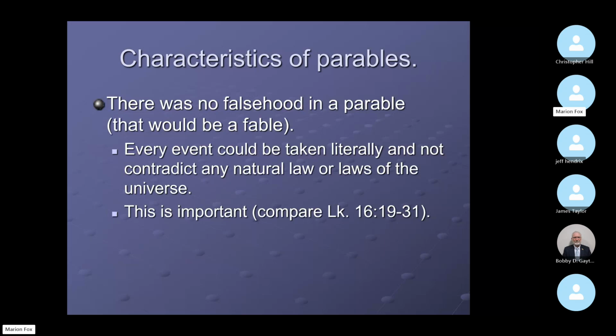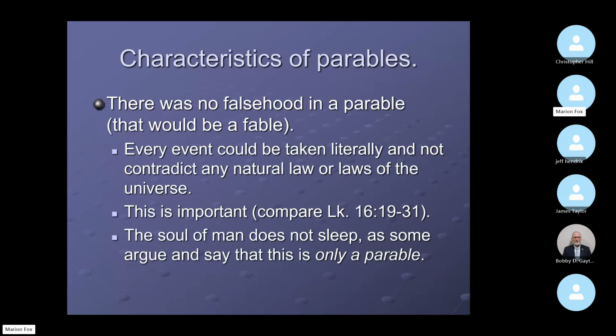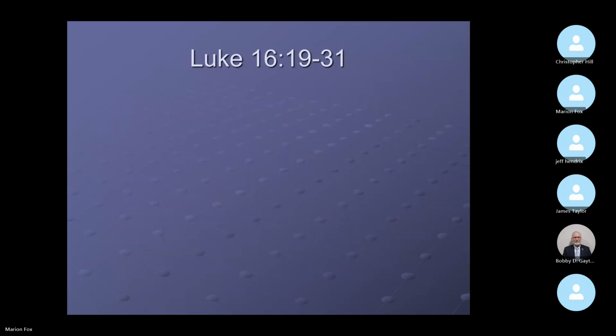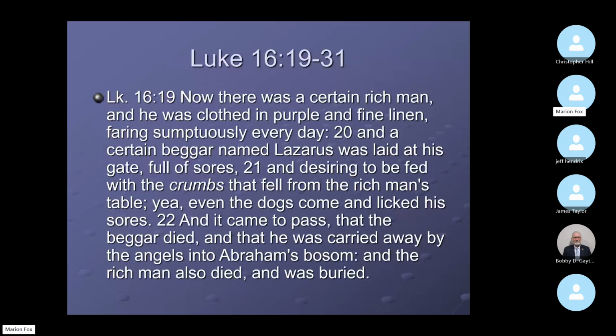This is important because when we look at Luke 16:19 through 31, that's important for interpretation of it. And the soul of man does not sleep, as some argue and say that this was only a parable. Well, even if you allow it and say it's a parable, I don't think it was, but let's assume it is just for the sake of argument, then the soul doesn't sleep. This would teach that the soul doesn't sleep. Soul sleep, I believe, is a false doctrine.